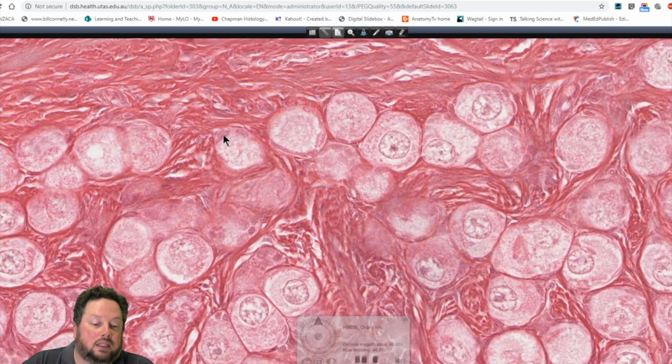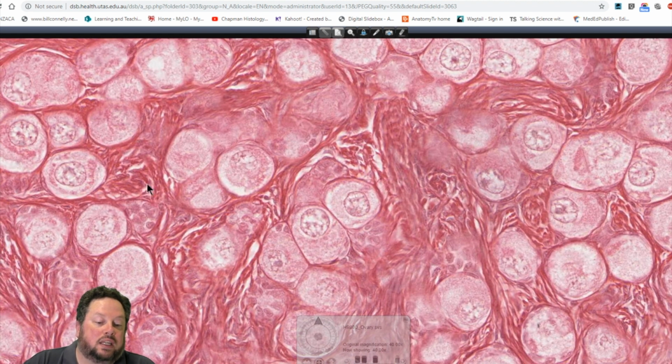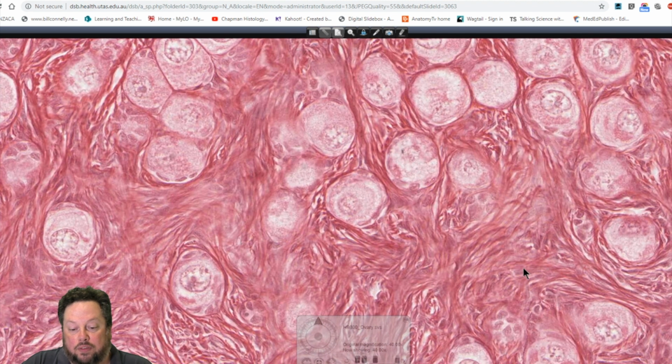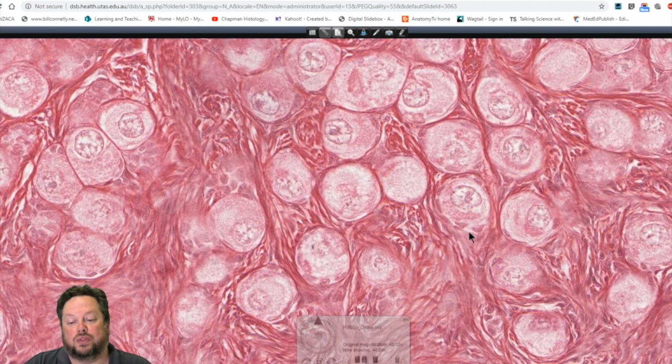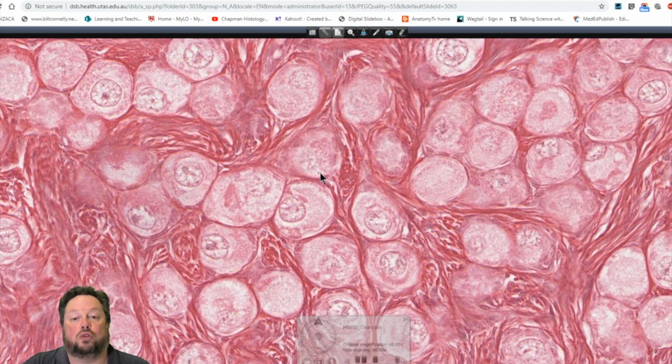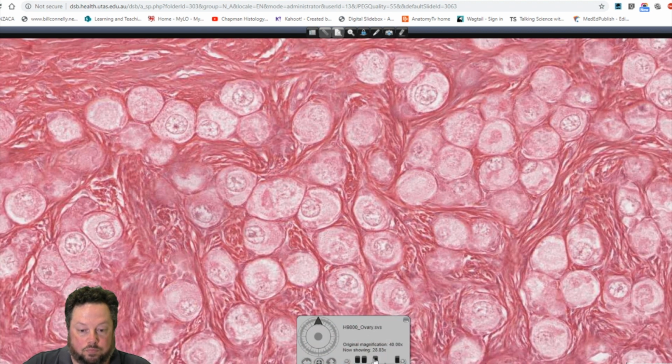Now, in between these primordial follicles is the part of the ovary known as the stroma. So the stroma is in between the follicles. You can see all the stroma here, and of course that's where we'll find the blood vessels and the connective tissue. We often find smooth muscle cells in there as well. But all of these are actually primordial follicles, so they're the store of follicles within the ovaries.